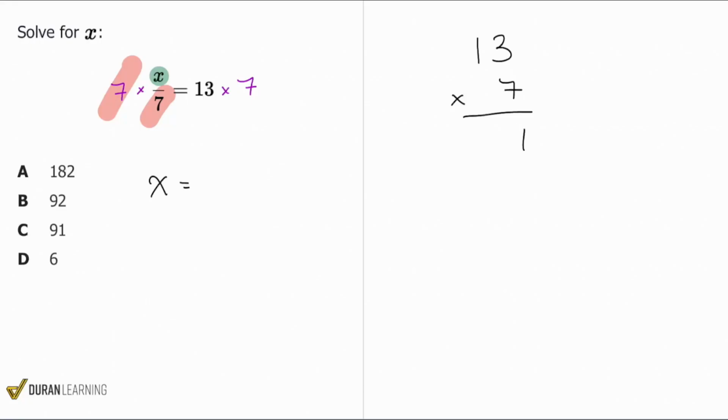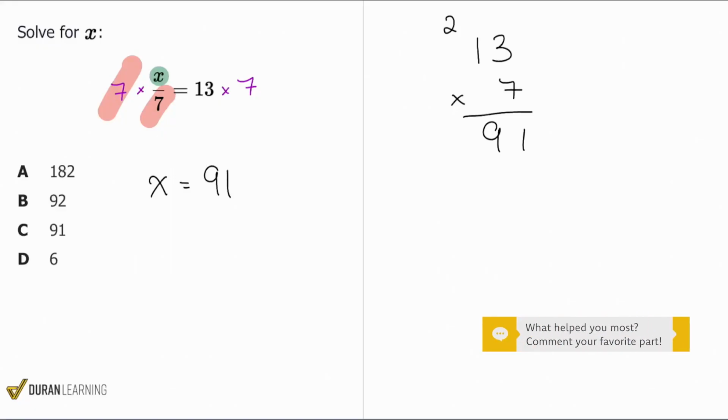3 times 7 is 21. Carry that 2. 1 times 7 is 7. Carry the 2 is 9. And there we are. 13 times 7 is 91. That's our correct answer. And we can check our work by plugging in that 91 right there, dividing by 7, and we will indeed get 13.